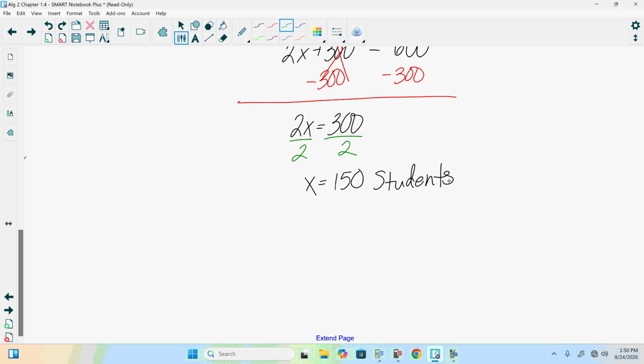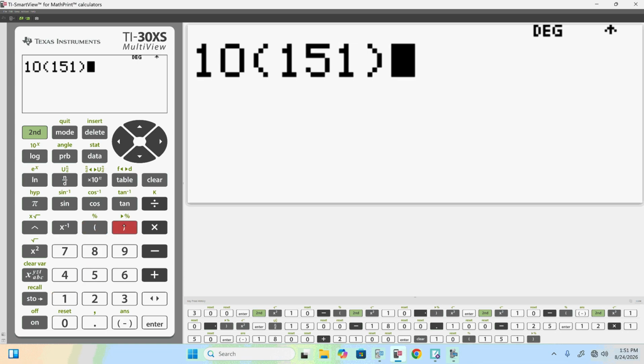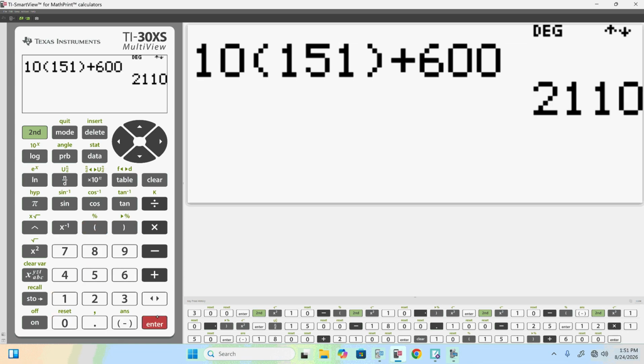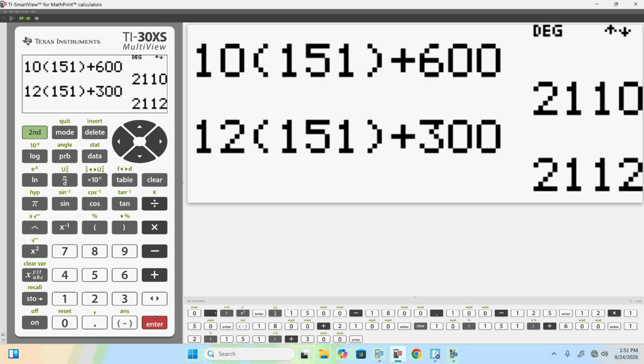Let's say 151 students attended. Which one would be the better price? Let's see. So let's start with Sunview. So we would say 10 times 151 plus 600. So if 151 students attended the prom at Sunview, it would cost $2,110. Lakeside, 12 times 151 plus 300 would be $2,112. So Sunview would be cheaper by $2, yes?